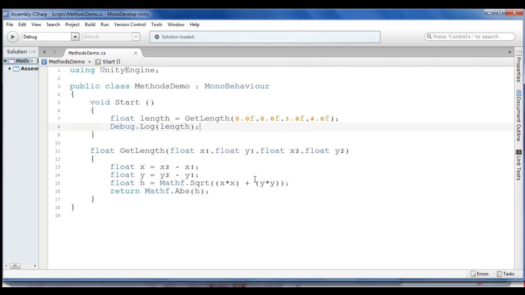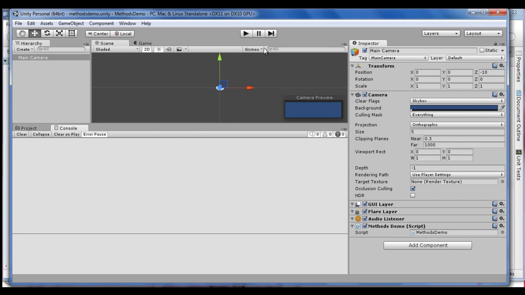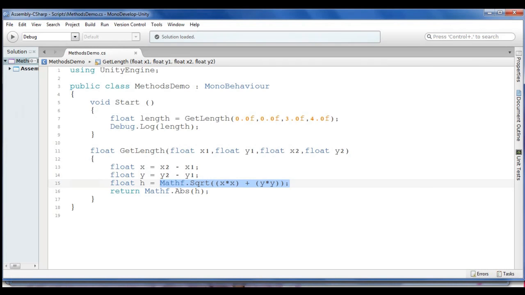I hope you guys are understanding the code, how it is useful and how we write code. This is our Pythagoras theorem, square root of x square plus y square. Let us save this, come back and run and check. We got 5. Interesting, right?